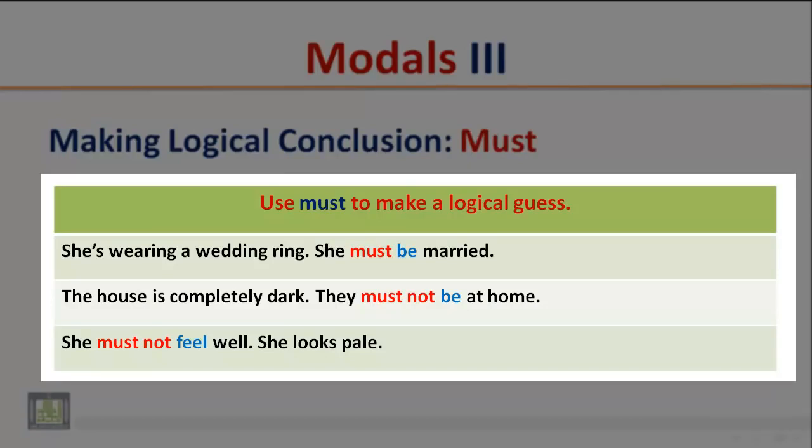The house is completely dark. They must not be at home. She looks pale. She must not feel well. The modal auxiliary in these examples is used to make a logical guess. In the first example, we are almost sure that she is married because she is wearing a wedding ring.